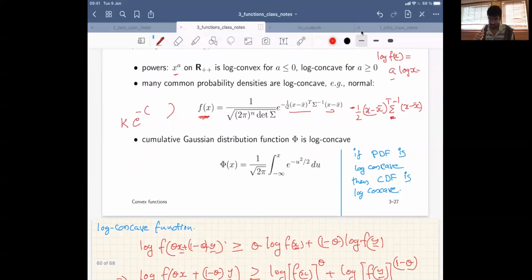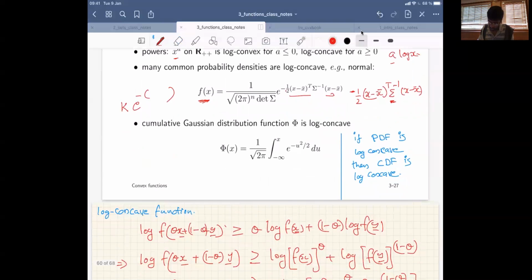So you can just verify this for other densities that you know, for example exponential or chi-square density. You will also see that they are log concave functions. Okay, just check that.